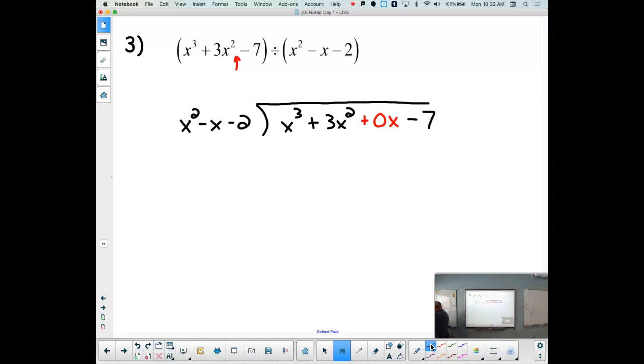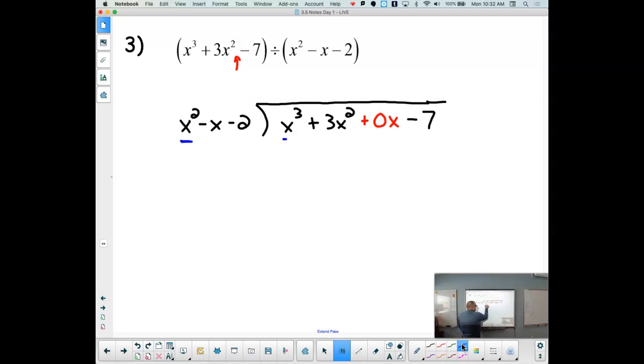Okay. So the setup is the same. We've got to make sure that what's inside the dividing sign has every term, every exponent from the biggest one all the way down to a constant at the very end. Okay? And then when we go to actually do the problem, we do it the same way.